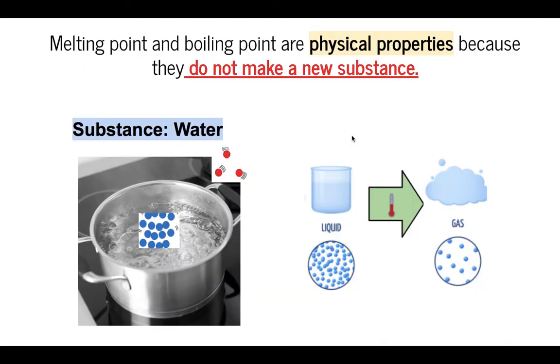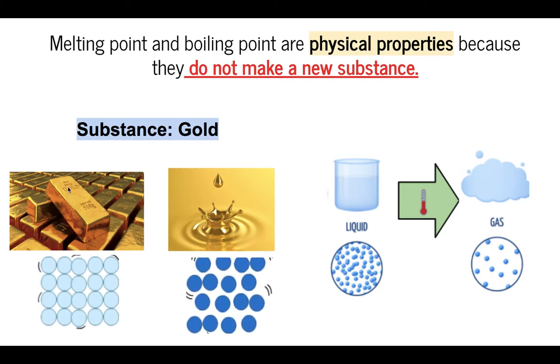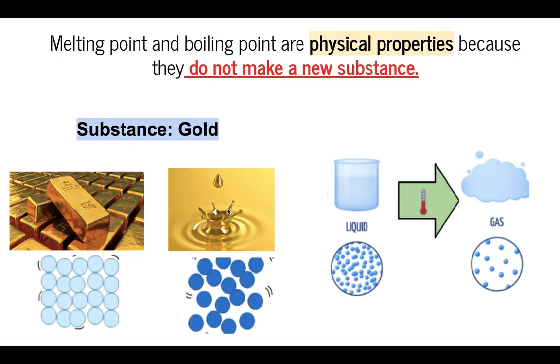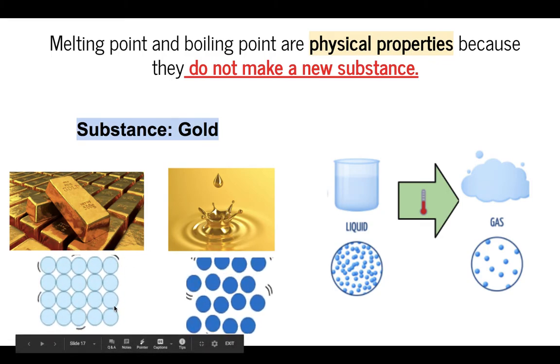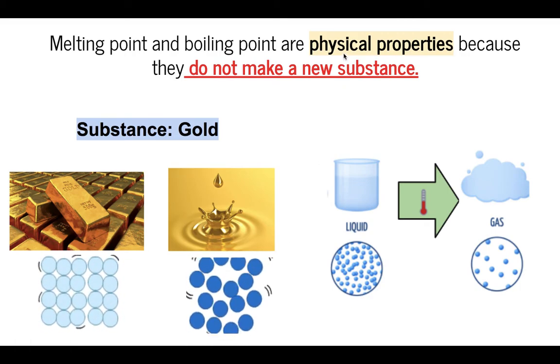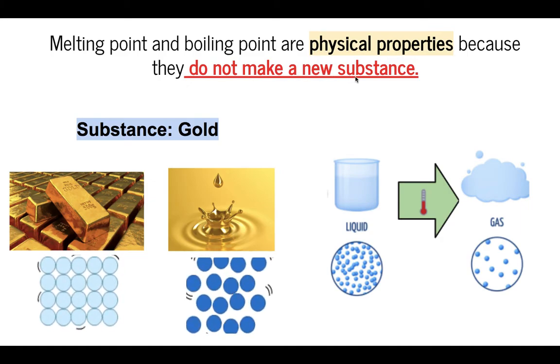Melting point and boiling point are tricky. They are physical properties because they do not make a new substance. After the last few weeks, you know that the only difference between liquid water and water vapor is how the particles are moving and arranged. Similarly, solid gold and liquid gold are the same substance. That's because the particles are just moving and arranged differently. So melting point is a physical property because it did not make a new substance.